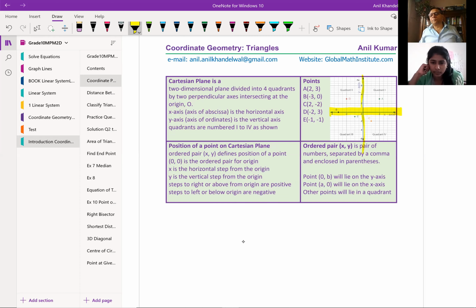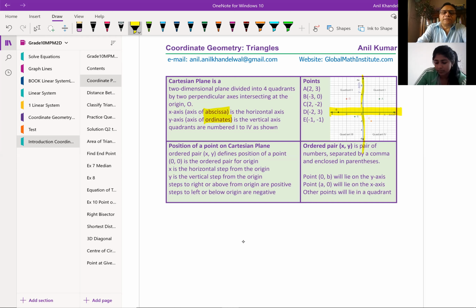As soon as you draw this on a piece of paper, the paper has been divided into 4 quadrants, right? We have the x-axis, which is also called abscissa, and the y-axis, which is also called ordinates. These 2 axes intersect at a point which is called the origin. The coordinates of the origin are 0, 0. Every step moving right on the x-axis is positive. Every step moving up along the y-axis is positive. Moving down or left from the origin O, or the axis, is negative, right?